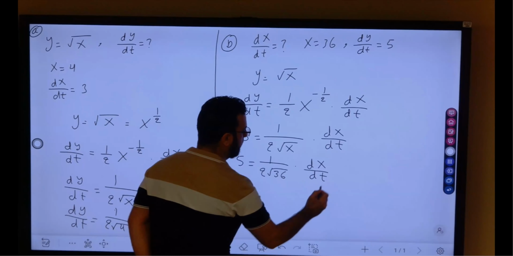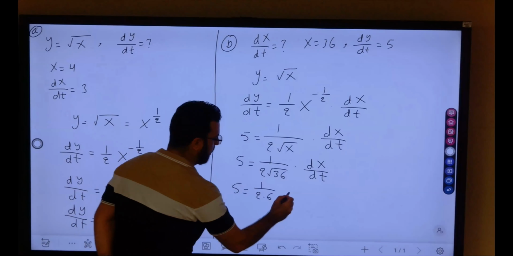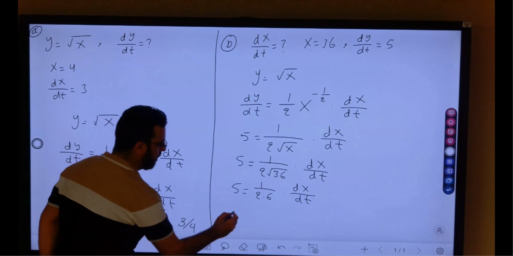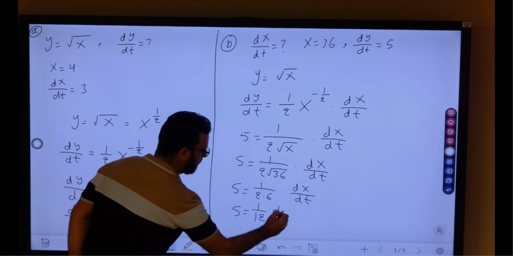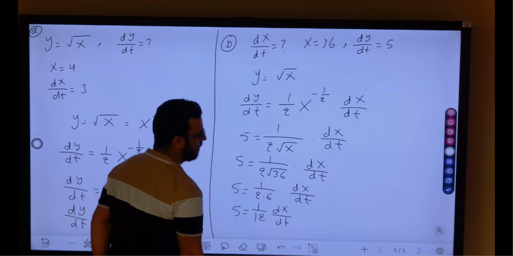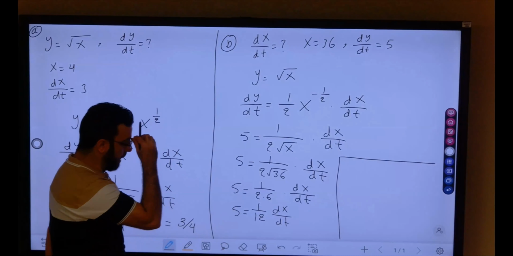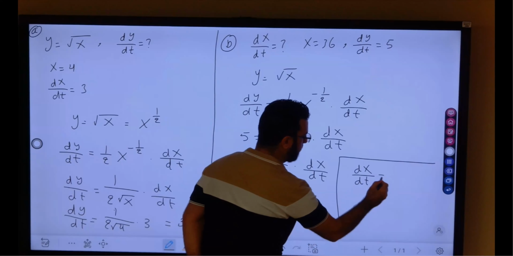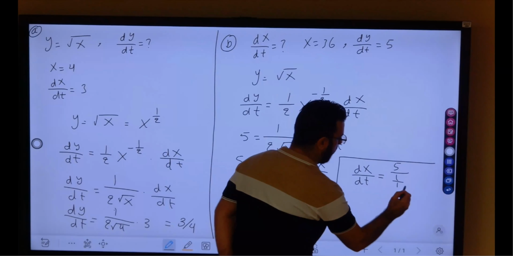Here's the variable we need to find. Simplify: 1/2 times 6 times dx over dt. So 5 is going to be equal to 1/12 dx over dt. Divide both sides by 1/12. That means dx over dt is going to be 5 over 1/12. Is that right?